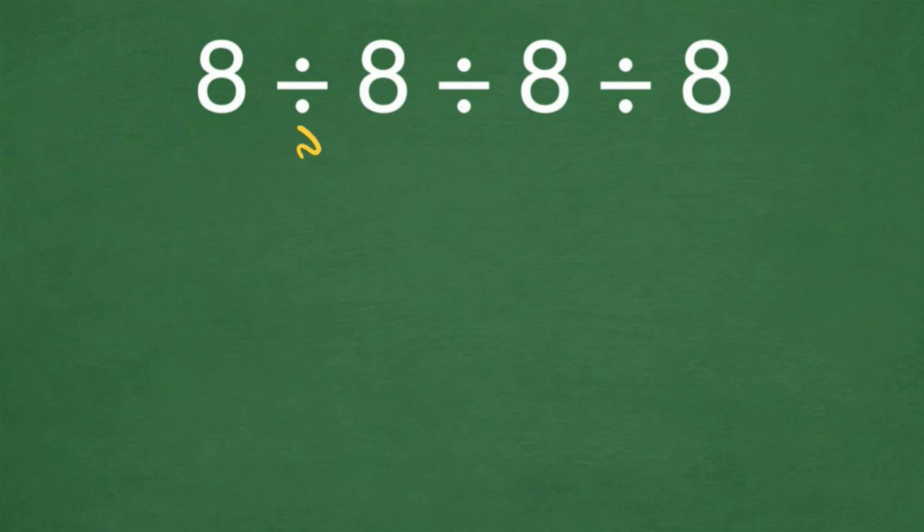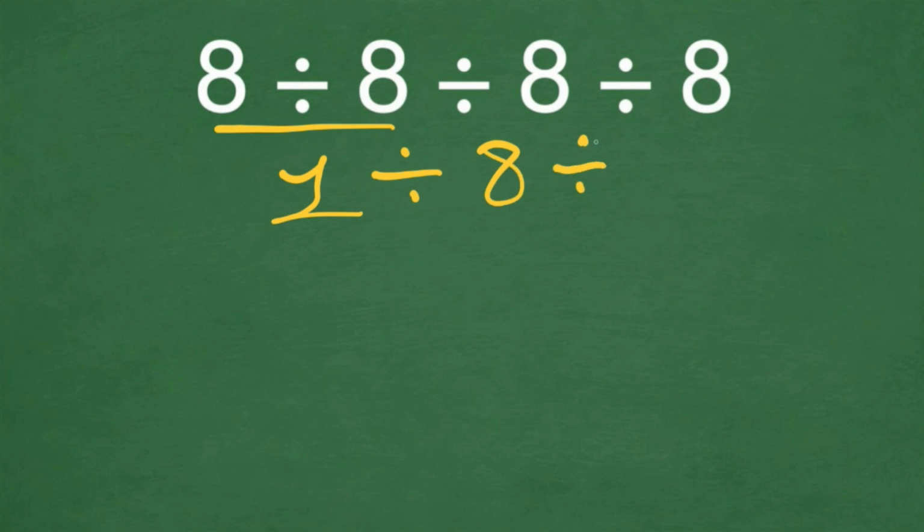When we have these kinds of problems where there are similar arithmetic operations, in this case division, we are going to solve the equation from left to right, right? Left to right. So what we are going to do is divide 8 by 8, which gives us 1, and it's going to be 1 divided by 8, and then the whole thing is going to be divided by 8 once again.